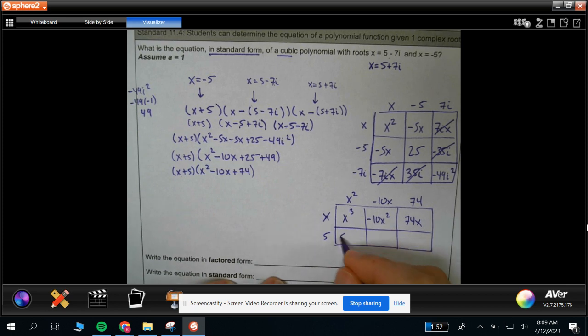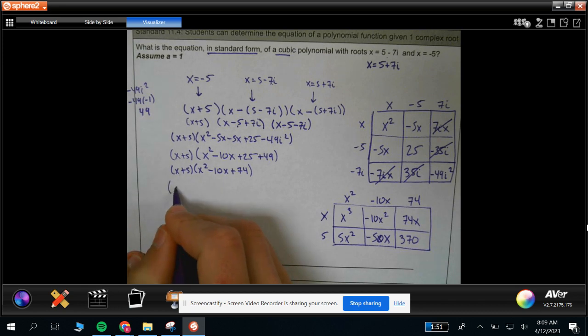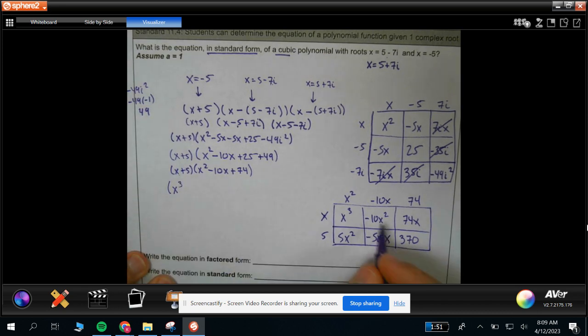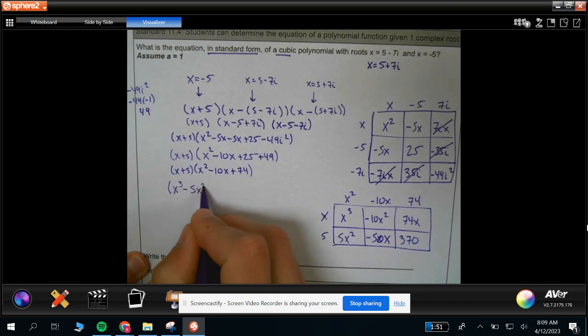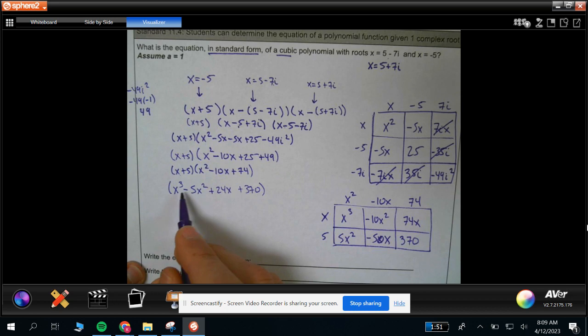5 times x squared is 5x squared. 5 times negative 10x is negative, sorry, negative 50x. 5 times 74 is 370. Okay, so now I have my full standard form. x cubed, minus 10x squared plus 5x squared is negative 5x squared. 74x minus 50x is plus 24x, plus 370. That is my final answer.